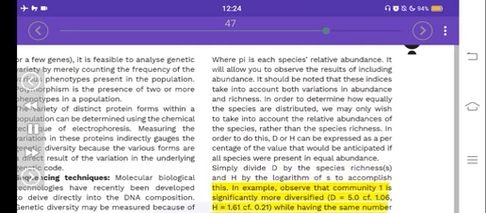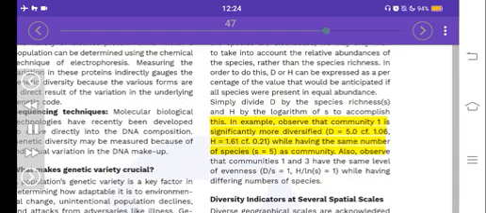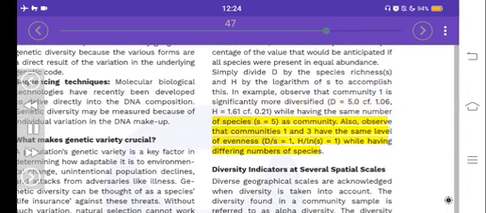In the example, observe that community 1 is significantly more diversified, D equals 5.0 compared to 1.06, H equals 1.61 compared to 0.21, while having the same number of species, S equals 5, as community 2. Also, observe that communities 1 and 3 have the same level of evenness, D/S equals 1, H/ln S equals 1, while having differing numbers of species.